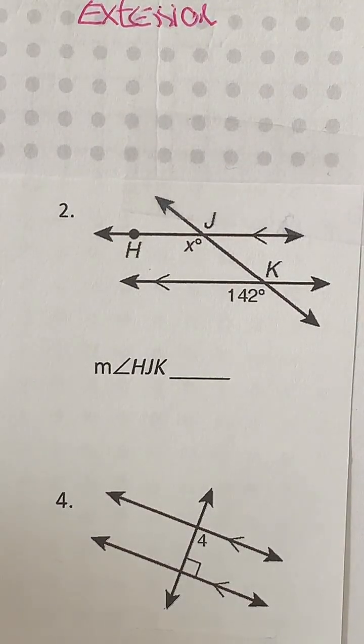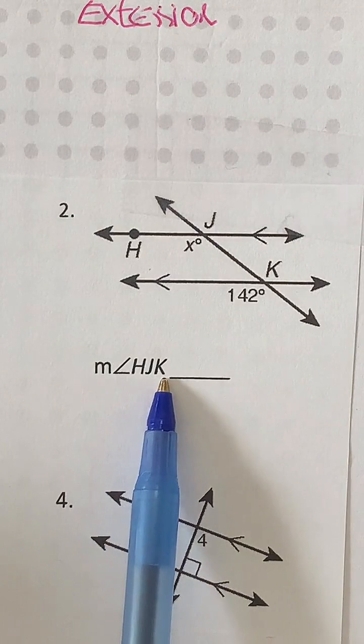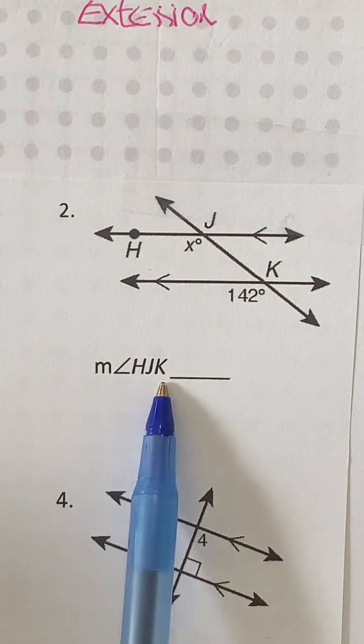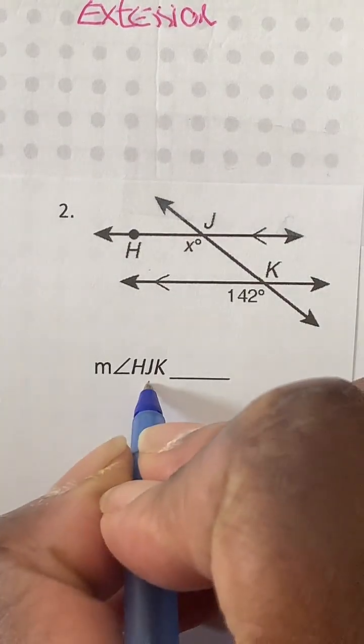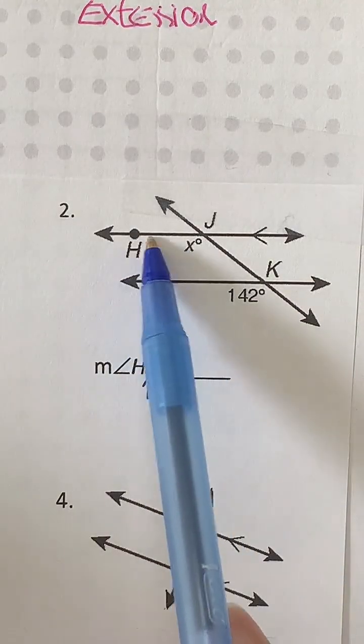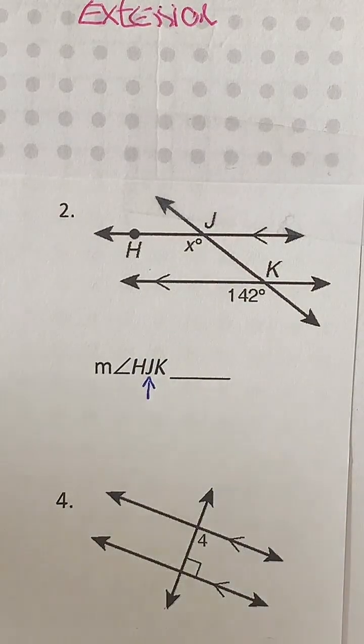So, what is the measure of angle HJK? Anytime they give you an angle and they give you 3 letters, that means that vertex is always going to be right in the middle. So you've got HJK. So this is our unknown side.